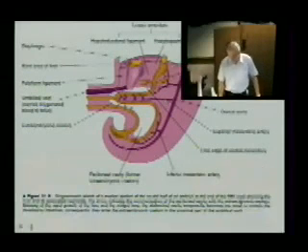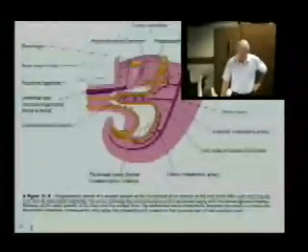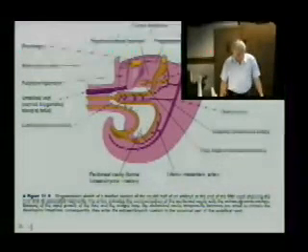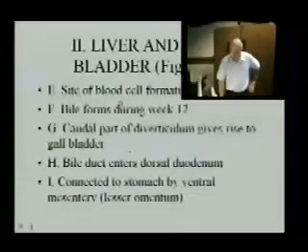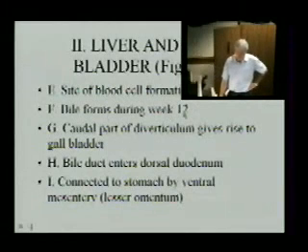So quickly then we see the inferior mesenteric artery providing arterial supply to the hindgut, and we now see ventral mesentery disappearing from the rest of the gut tube system. So the liver is the site of blood cell formation starting week 6. The bile begins to form 6 weeks later, week 12. The caudal part of the diverticulum gives rise to the gallbladder. We saw that.